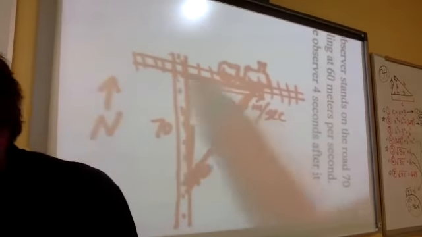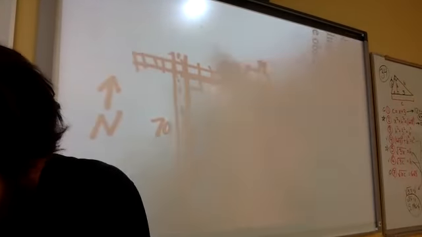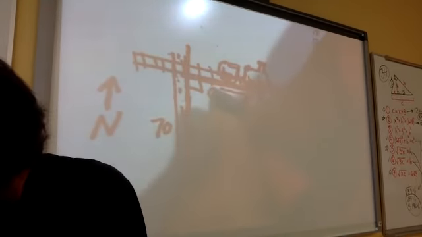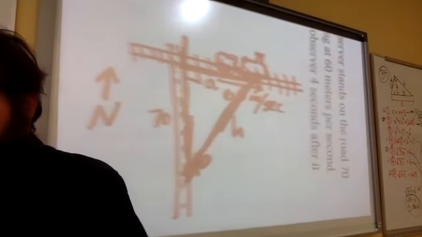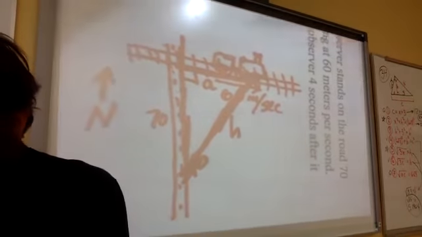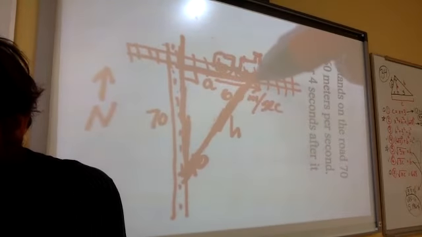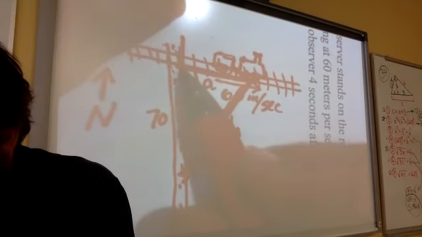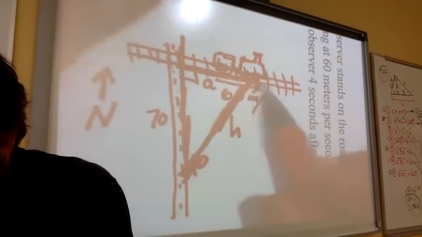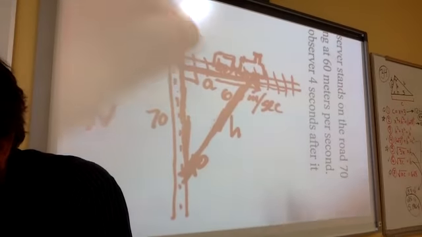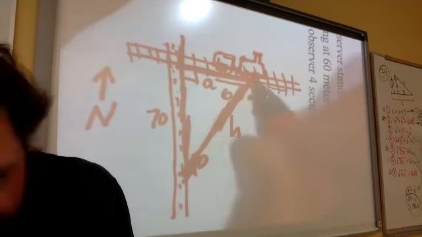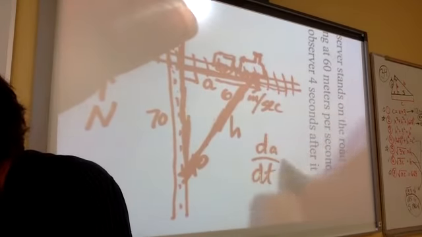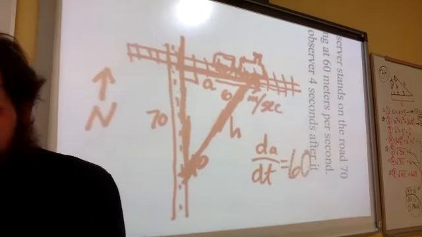What do you want to call this? I like calling them ABC. I'm calling this distance right here A. Okay. So now I've got this triangle. This distance is A, and the train is moving along path A at 60 meters per second. That means A is increasing, right? And it's increasing at a rate of 60 meters per second.